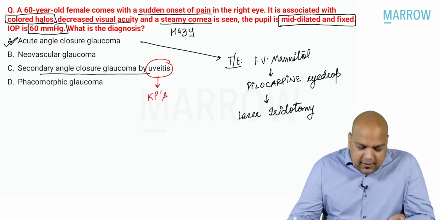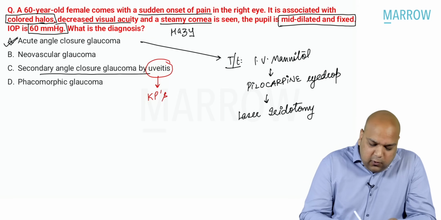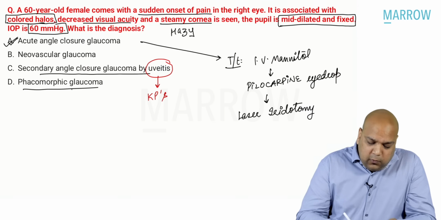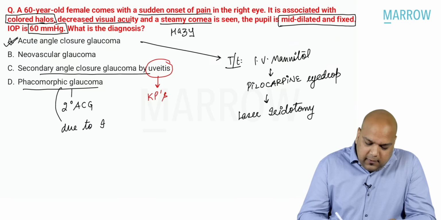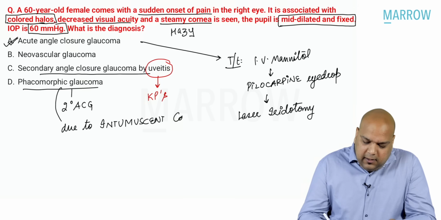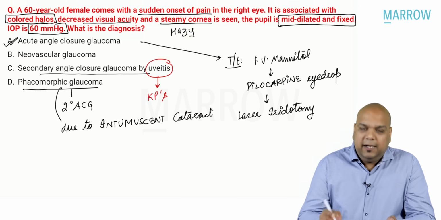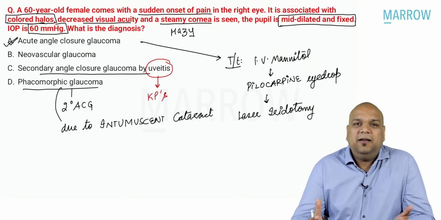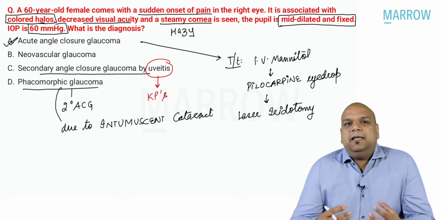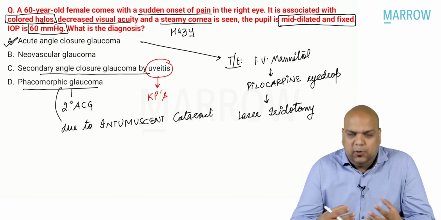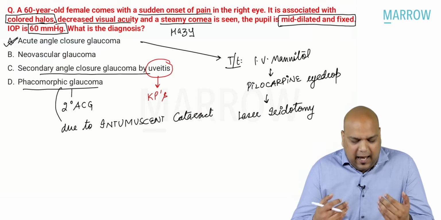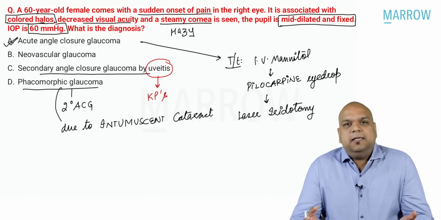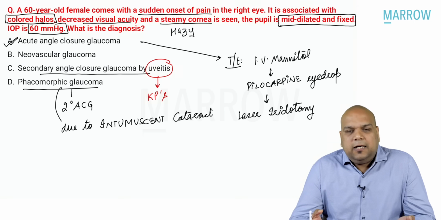Right? Similarly, sir, couldn't the answer have been phacomorphic glaucoma? Phacomorphic glaucoma also causes secondary angle closure glaucoma. But phacomorphic glaucoma occurs due to intumescent cataract. Has anything been mentioned regarding intumescent cataract? No, nothing. So, in the lack of all these findings which have been given to us by other diseases, and the fact that acute angle closure glaucoma is given as an option, the clear answer is acute angle closure glaucoma.